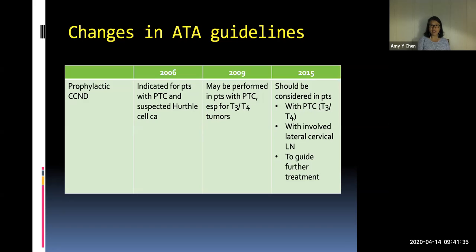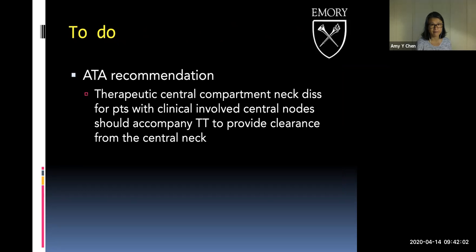So in 2009, it became a little more nuanced. The language became may be performed rather than is indicated. And it was really just for larger tumors. And now in 2015, it's even more specific in saying that it should be considered with large tumors, involved lateral cervical lymph nodes, and to guide further treatment. So we've changed a bunch between 2006 and 2015.